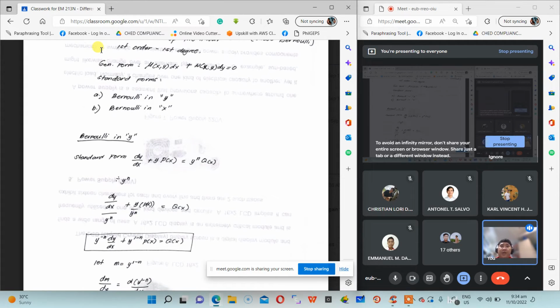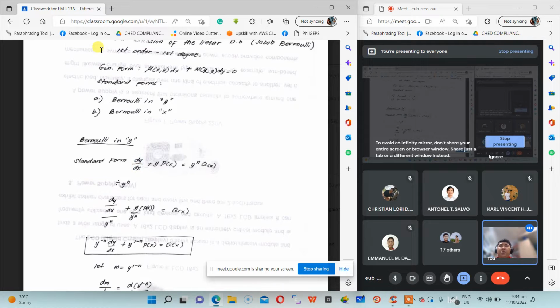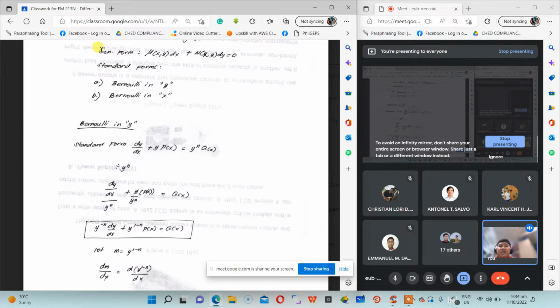In Bernoulli in y, if you look, dy over dx plus y P of x, it's like a linear, right? If you look closely, this is just a linear. The difference is that on the right side, the equal side, your Q of x has another variable. So if you encounter problems that look like linear, but the right side of the equal sign contains two variables, then you cannot use linear differential equation. Then use Bernoulli differential equation.